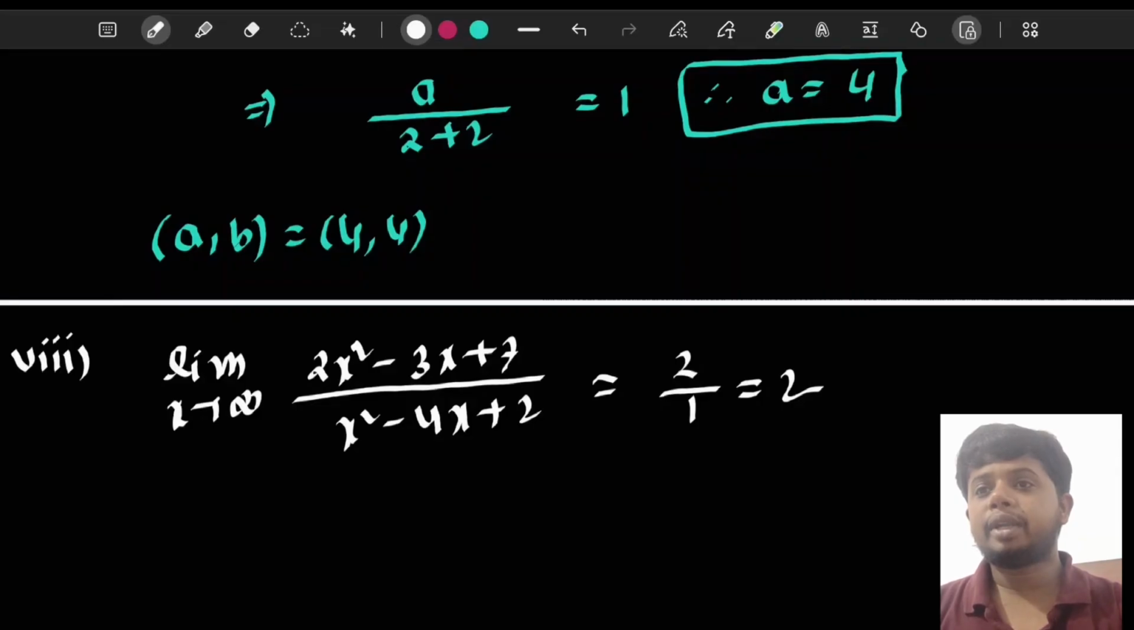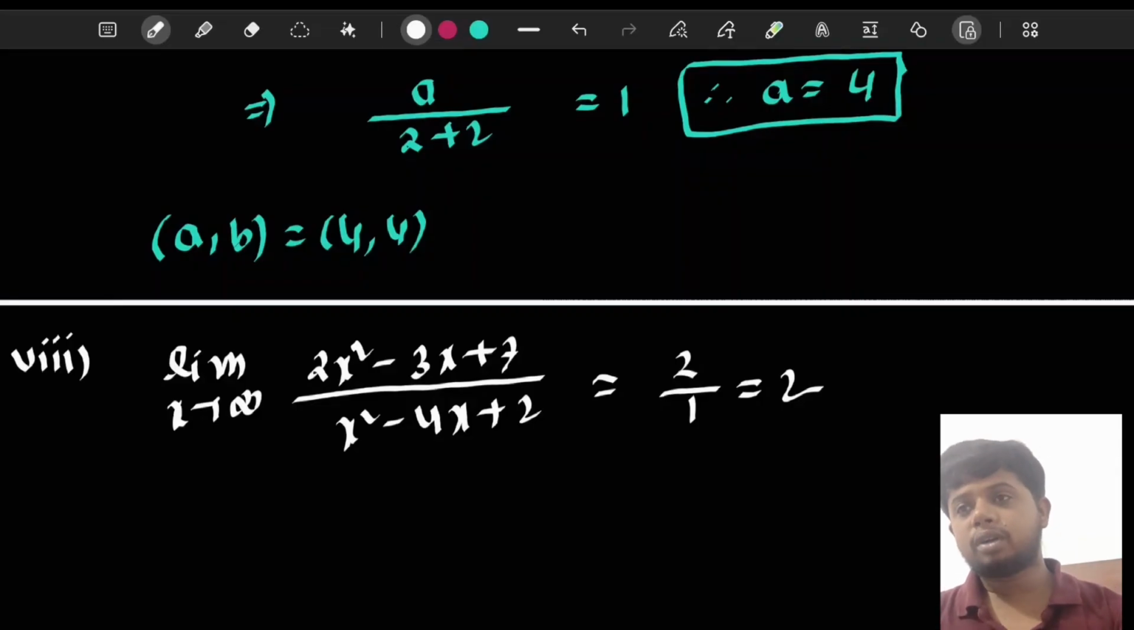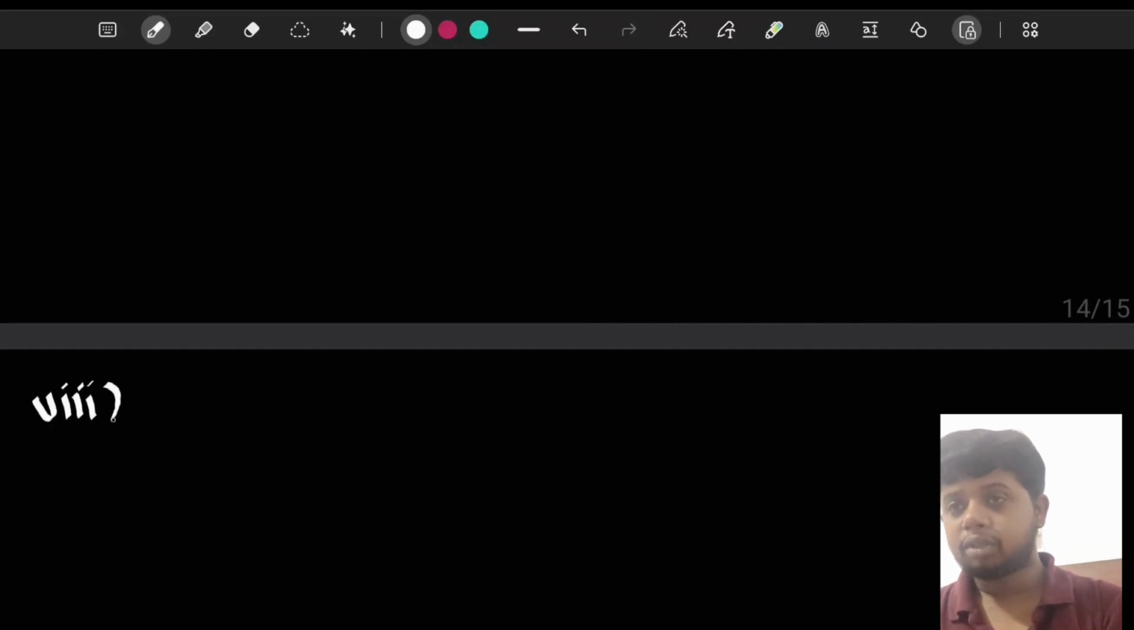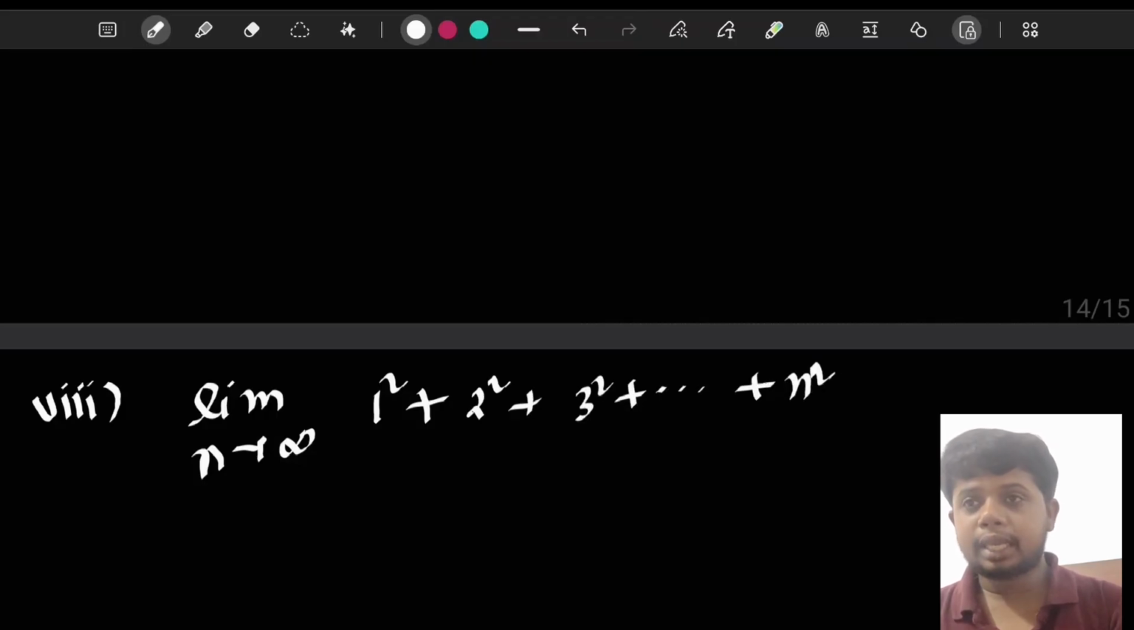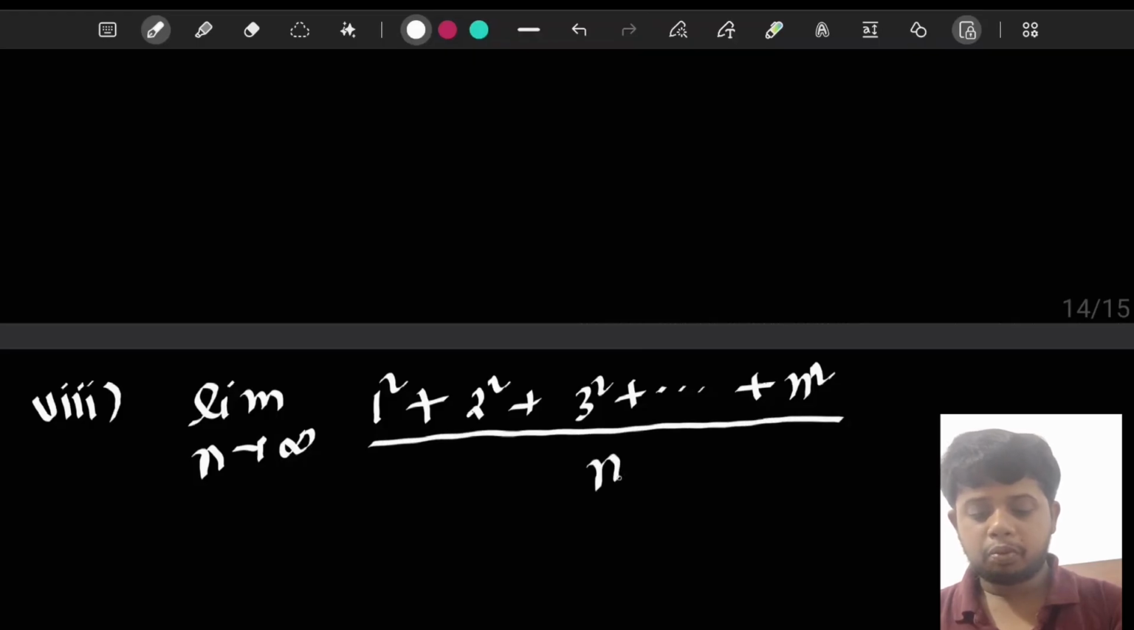So we have already done that. Now see one more question, number 8. Limit n tends to infinity of 1 square plus 2 square plus 3 square plus dot dot dot n square by n cube. How to solve that problem?